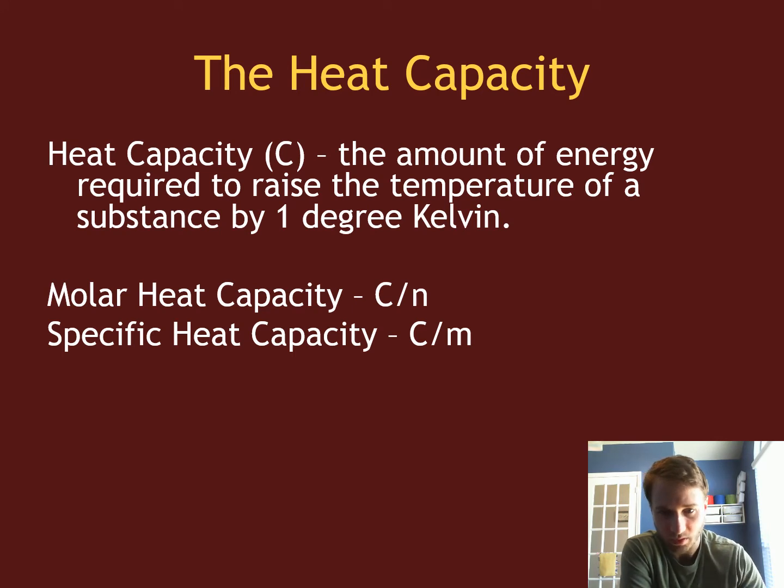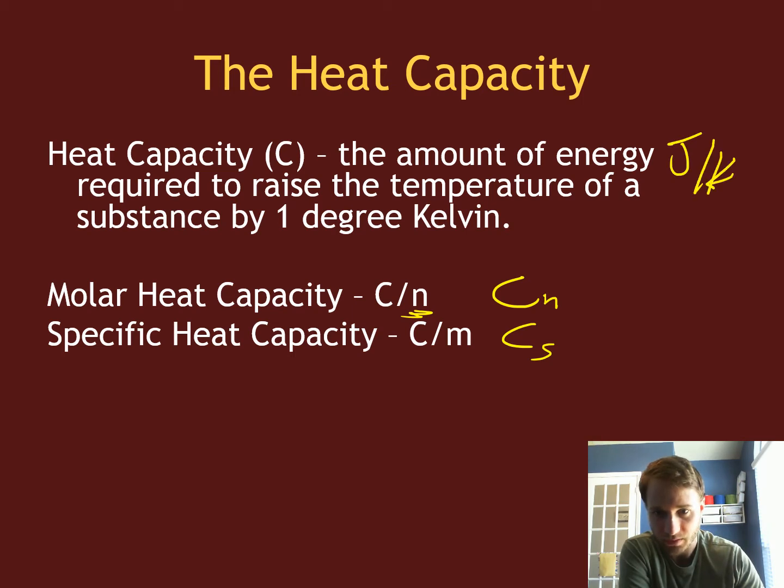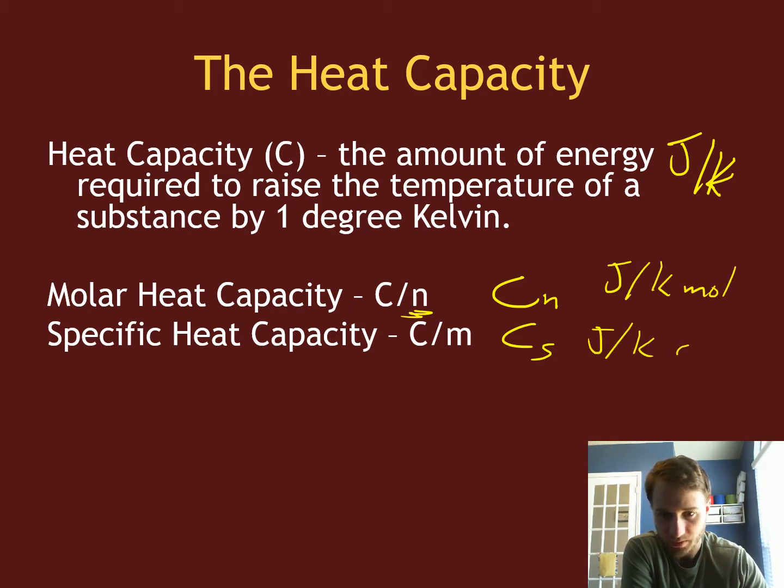Often we'll talk about the molar heat capacity, which is just the heat capacity divided by the number of moles, or the specific heat capacity, often symbolized C_S, which is the heat capacity divided by the mass. The heat capacity itself has units of joules per Kelvin, because it's the amount of energy in joules required to raise the temperature by 1 Kelvin, while the molar heat capacity is joules per Kelvin mole, and the specific heat capacity is joules per Kelvin gram, or kilogram, depending.